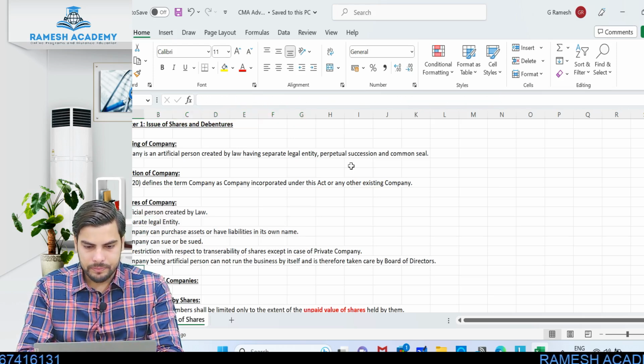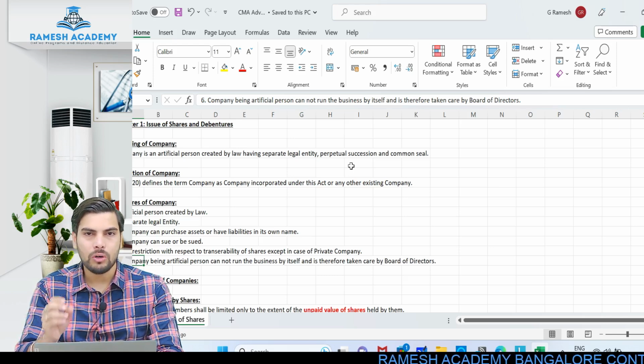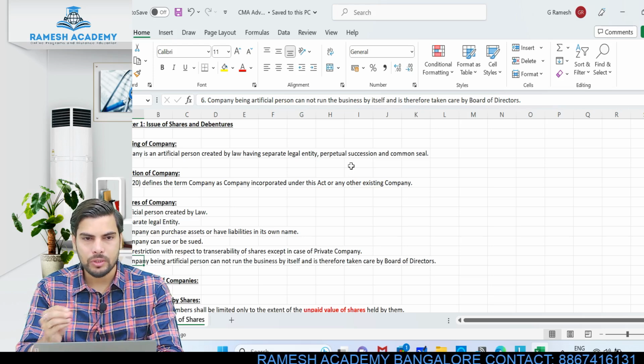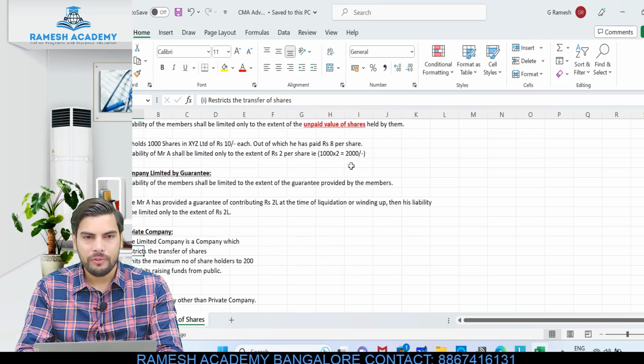So company, which is an artificial person, cannot run on itself. Therefore, when it comes to management, it is taken care of by a separate body called the board of directors. These will be the people responsible for preparation of financial statements and taking care of day-to-day affairs of the business. Clear? Then we discussed different types of companies.